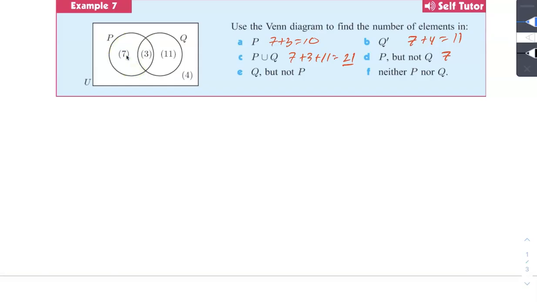Q, not P. Likewise, it's on the other side. I want Q, but I don't want any part of P. So that'll be this portion here. Right, so that's Q, but has no part of P in it, so it's just 11.